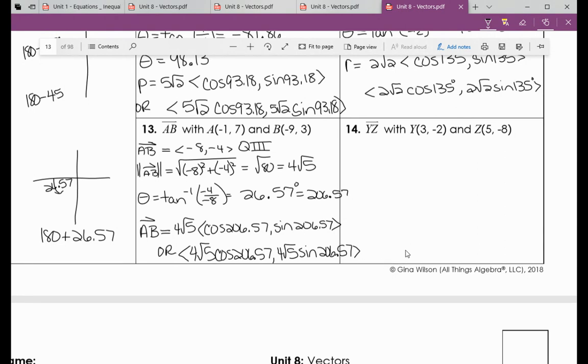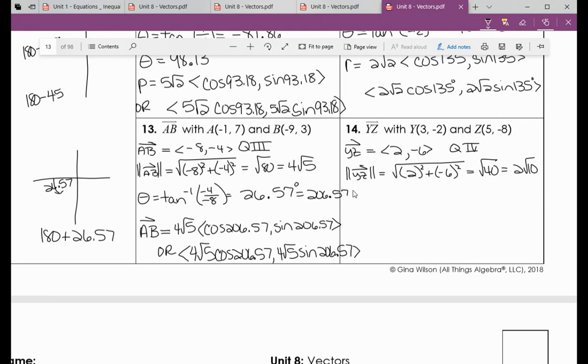All right, and the last example for this lesson, we're going to have to do the same thing. I need the component vector for YZ. So x2 minus x1 gives me 2. y2 minus y1 gives me -6. That puts me in quadrant 4. So I need a positive quadrant 4 angle. The magnitude of vector YZ is the square root of 2 squared plus -6 squared. That gives me the square root of 40, which is 2 square roots of 10.